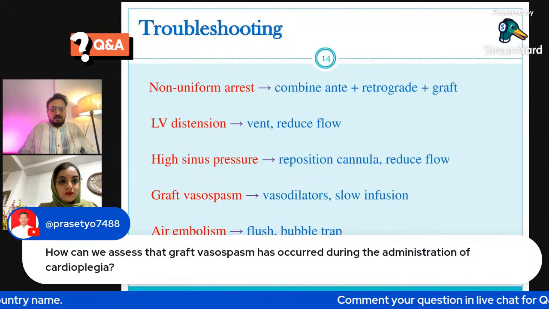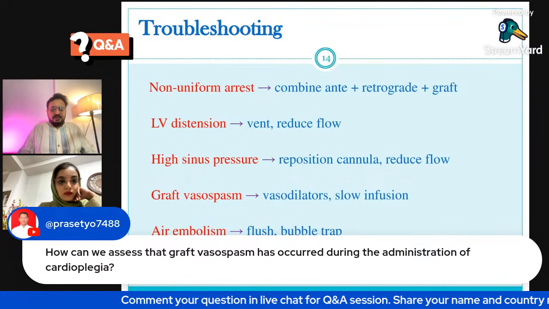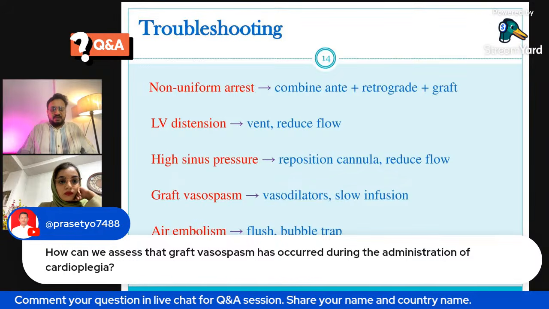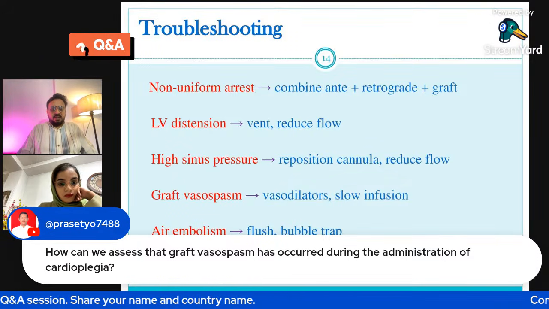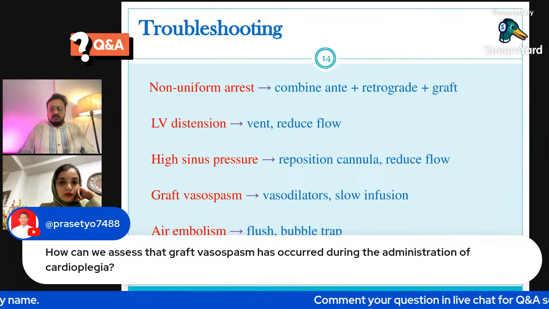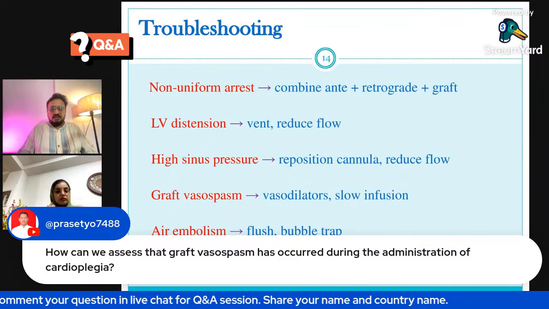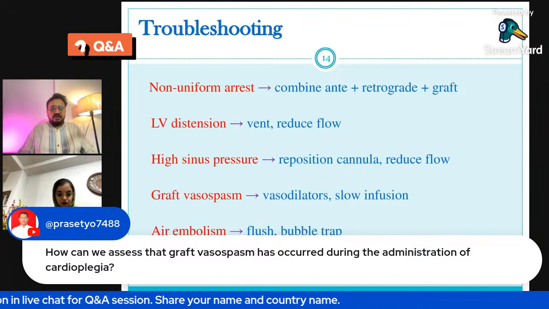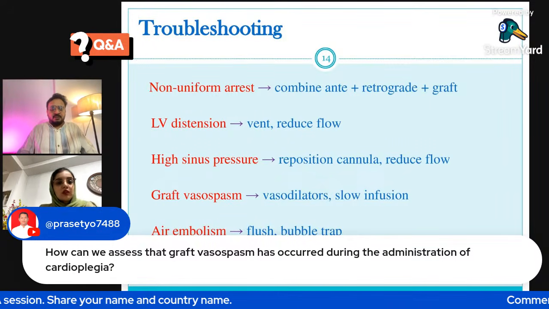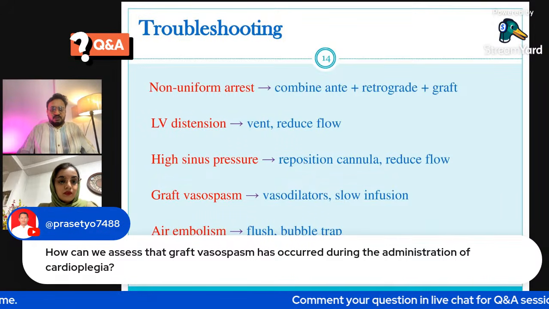While giving cardioplegia through the graft, we should make sure that the pressure is adequate. We should not exceed the pressure limit. We should check for the resistance, and also check the ECG. If there is any activity in the heart, that means the cardioplegia we have delivered through the graft is not sufficient, or it has not been delivered properly. So we should check the pressure and also the ECG.